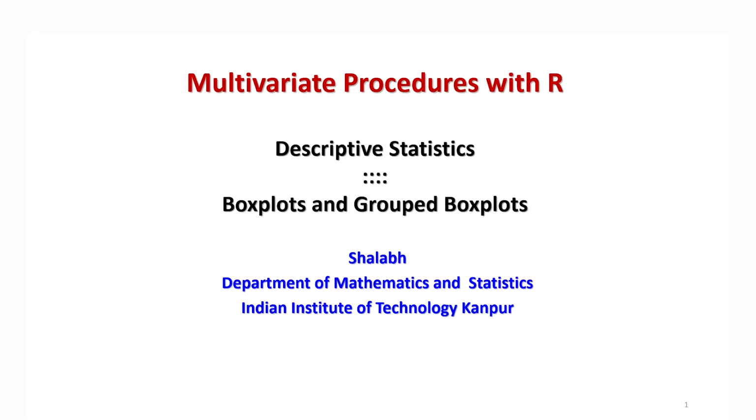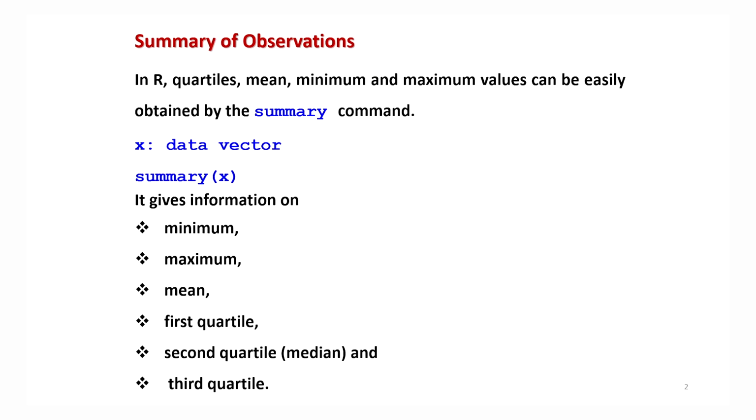We are going to talk here about box plots and group box plots. We have understood in the last lecture that if I use the summary command over a data vector x, it gives us information on the minimum value, maximum value, mean value, first quartile, second quartile and third quartile. So essentially it is trying to give us the spread of the data.